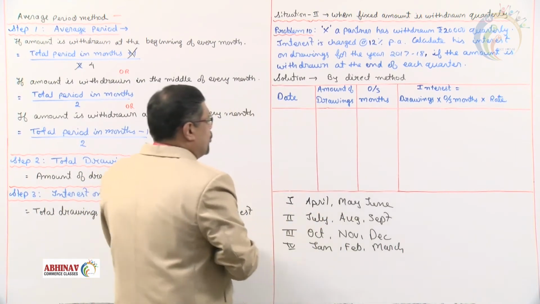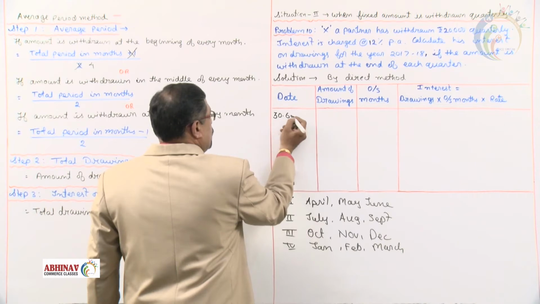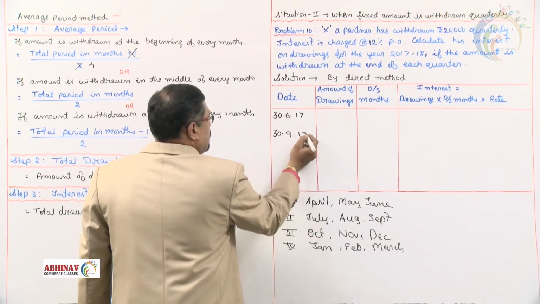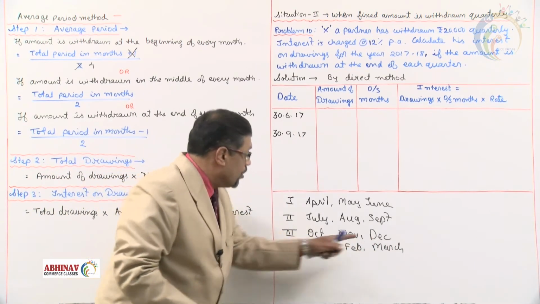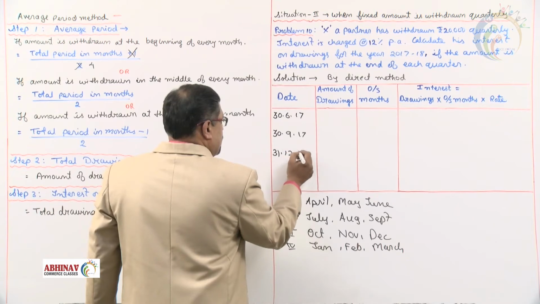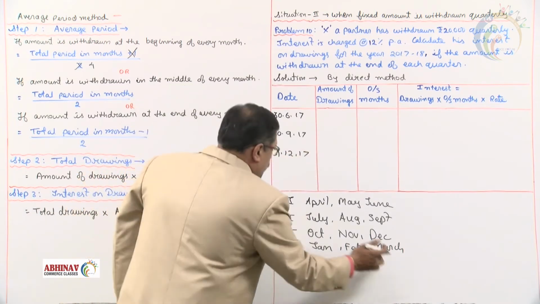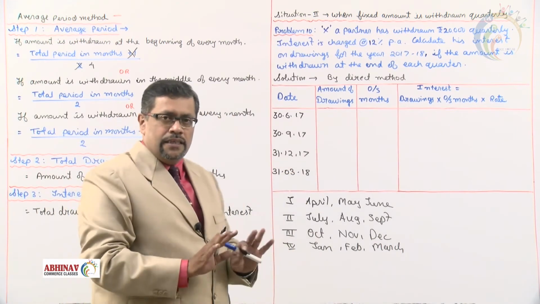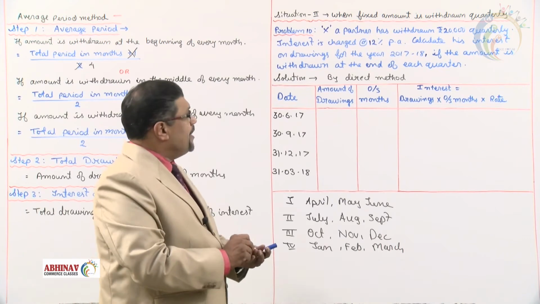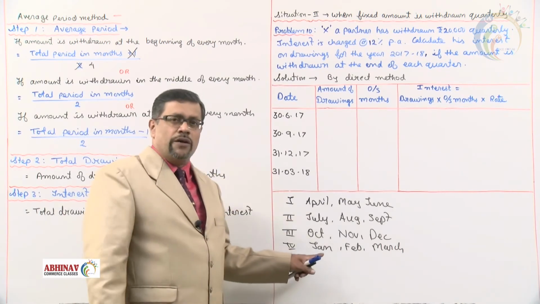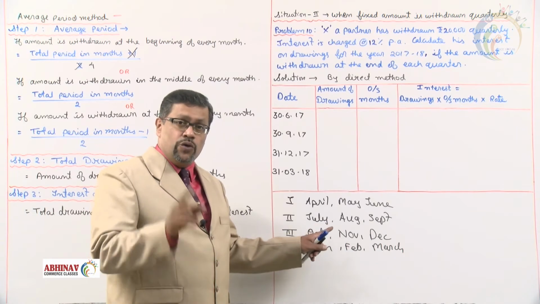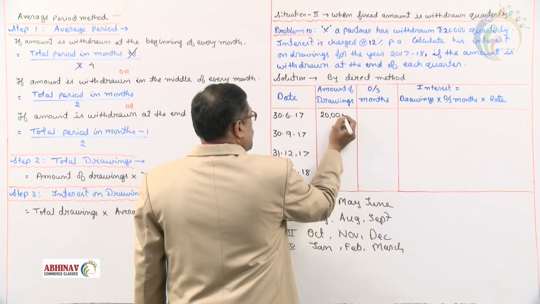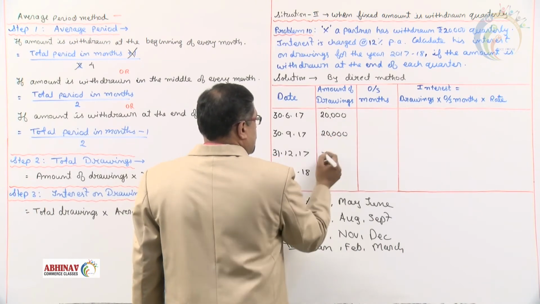End of first quarter is June, so the date will be 30th June 2017. End of second quarter, 30th September 2017. End of third quarter is December, 31st December 2017. End of fourth quarter is 31st March 2018. This is how we record the dates. Whenever it is a quarterly based problem, this is your rough work. With pencil, write it down somewhere so you don't go wrong with the dates. Then, the amount of drawings. At the end of every quarter, the amount withdrawn is 20,000 rupees.